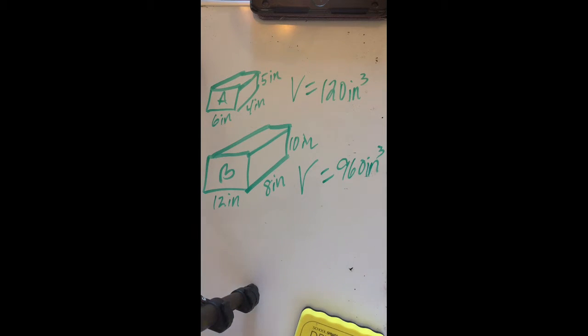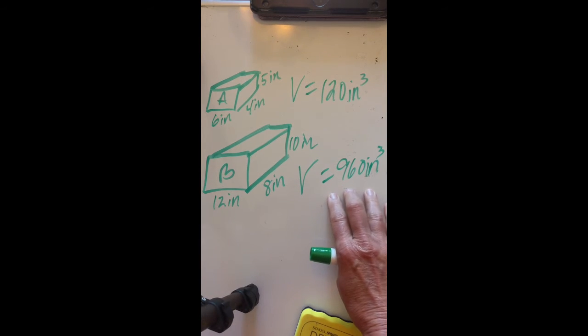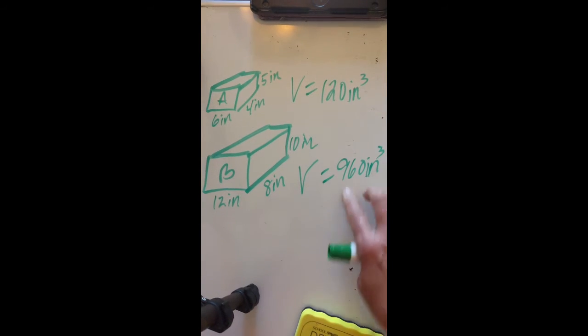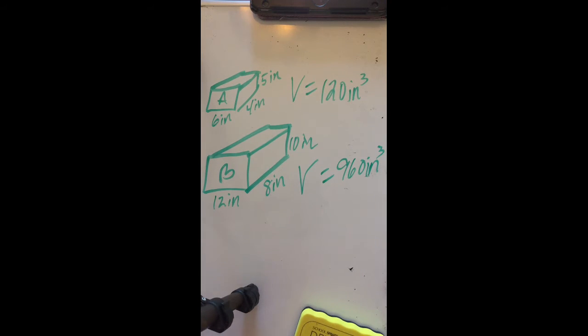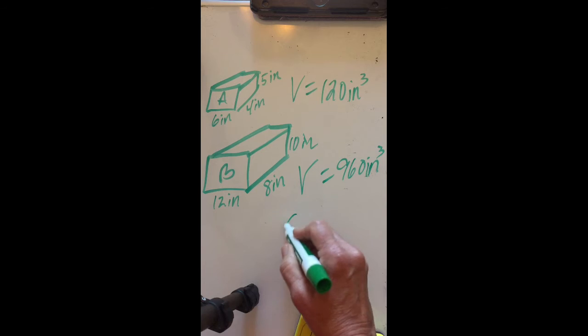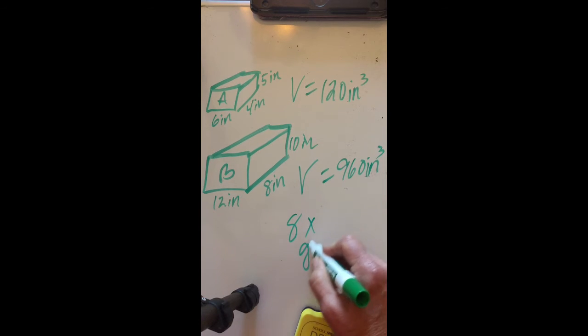All right, so you should have gotten for prism A a volume of 120 cubic inches and for prism B 960 cubic inches. So those were the first 2 parts of the problem, but then the problem asked how many times greater is the volume of prism B than prism A. So you could take the 960 and divide it by 120 and you get 8 times greater.